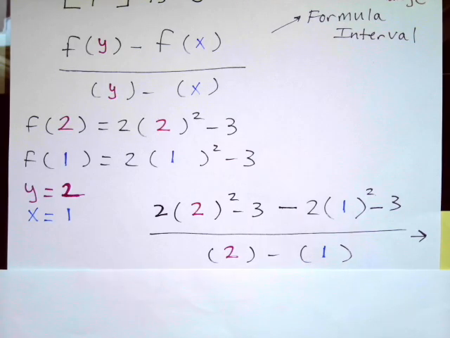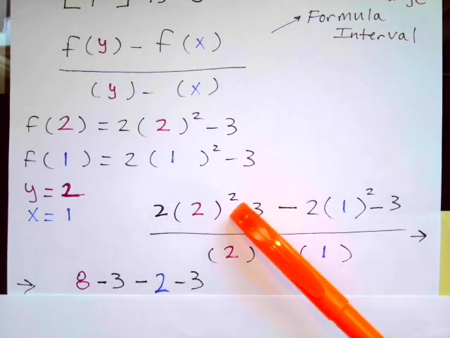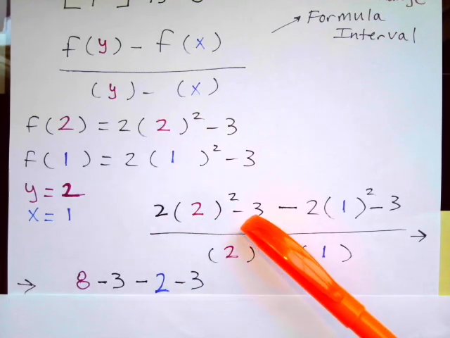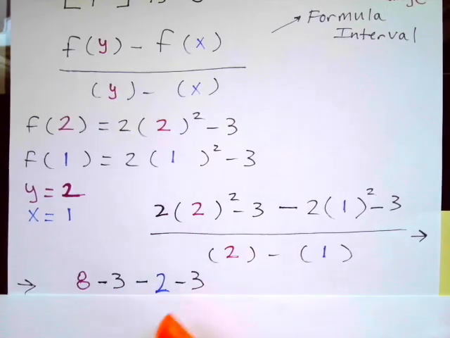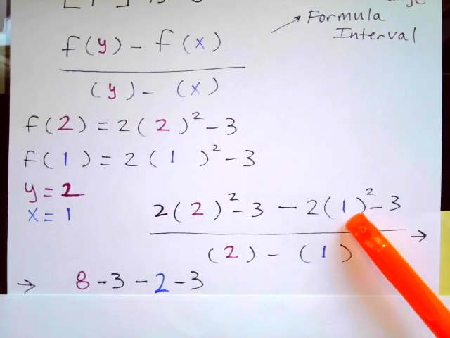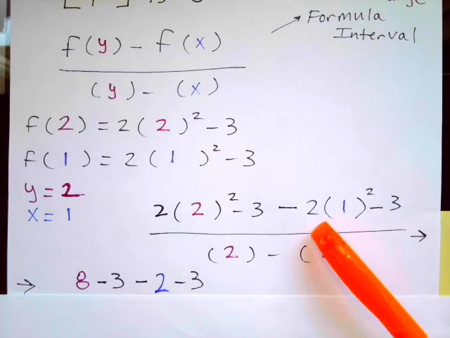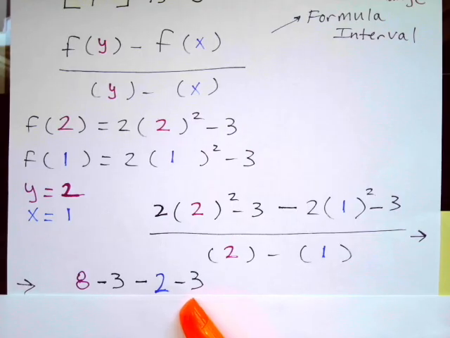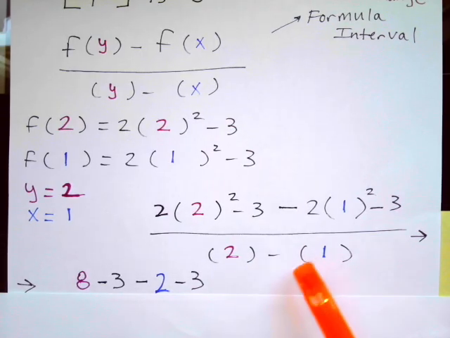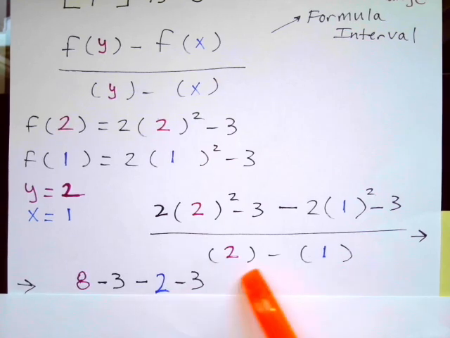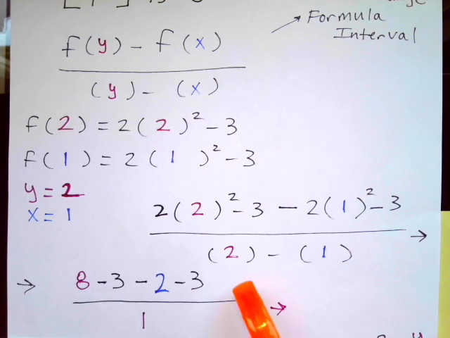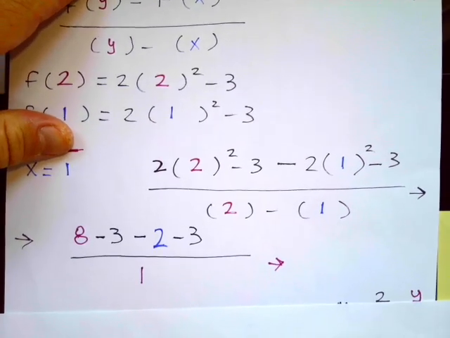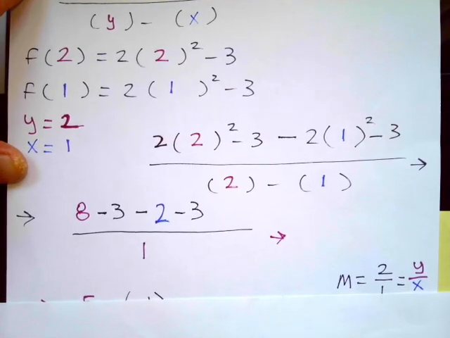Now we're going to simplify. What is 2 squared? 2 times 2 is 4. 4 times 2 is 8. And then I'm going to write down minus 3. Minus, minus. What's 1 squared? 1 squared is 1 times 1. 1 times 2 is 2. 2 minus 3 is negative 1, as you can see here. I rewrite my 2 minus 1 in the denominator's place. What's 2 minus 1? It's a 1. Let me bring that up so you can see it. That might help a little bit.